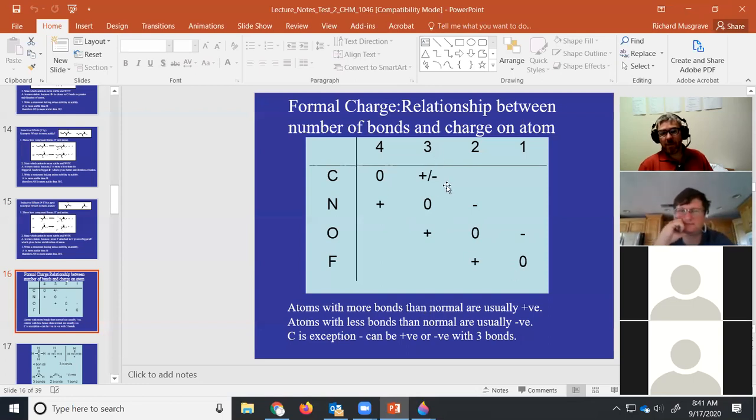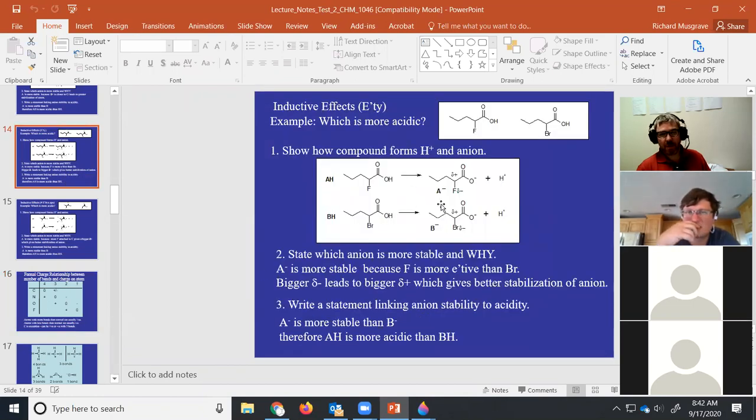Now, carbon is a bit of a weird one because it's in the middle. It could go either way. It could be positive or negative, depending upon if it has an extra electron or if it's lost an electron. So that one can be a bit weird. But my point is that generally when things have fewer bonds than they're supposed to have, they tend to have a negative charge, and when they have more bonds, they tend to have a positive charge. And by way of example, I can look at something like this.